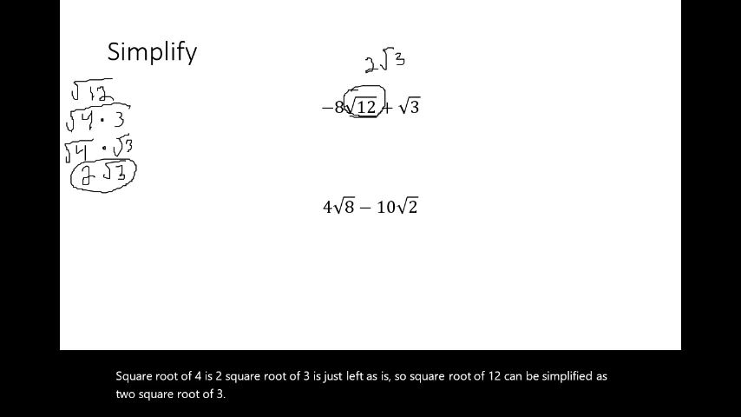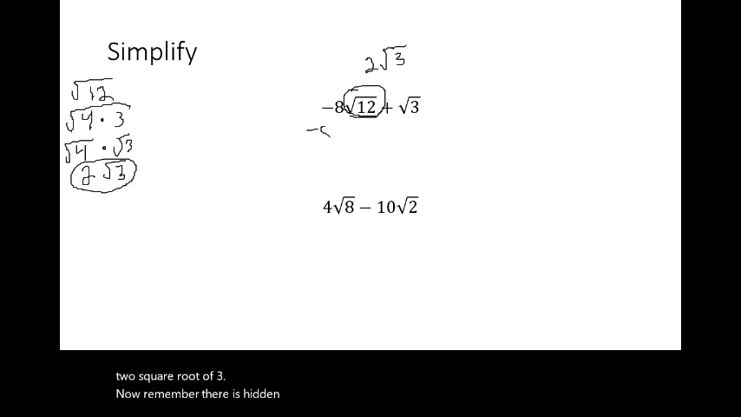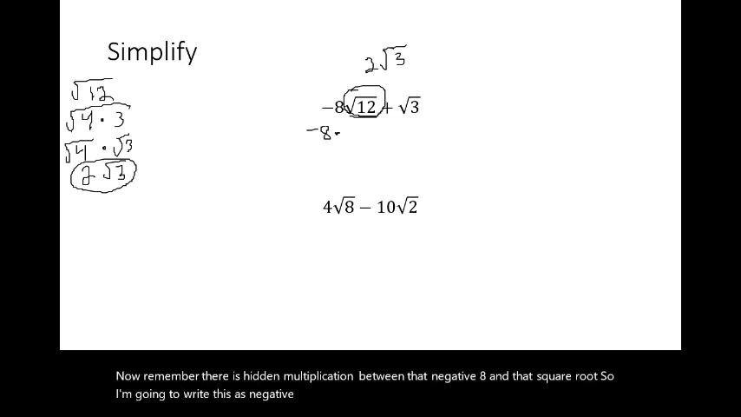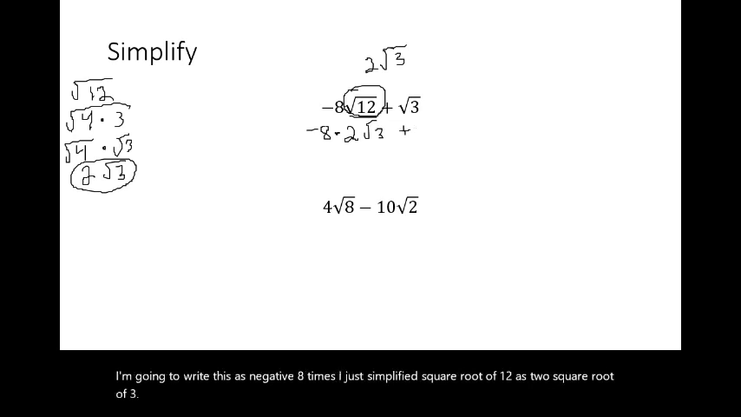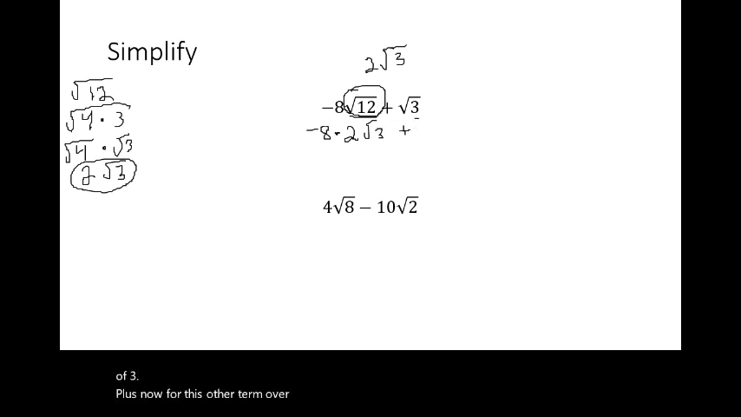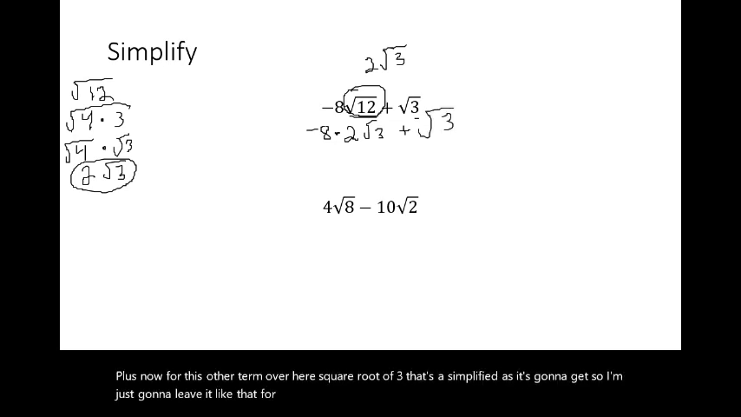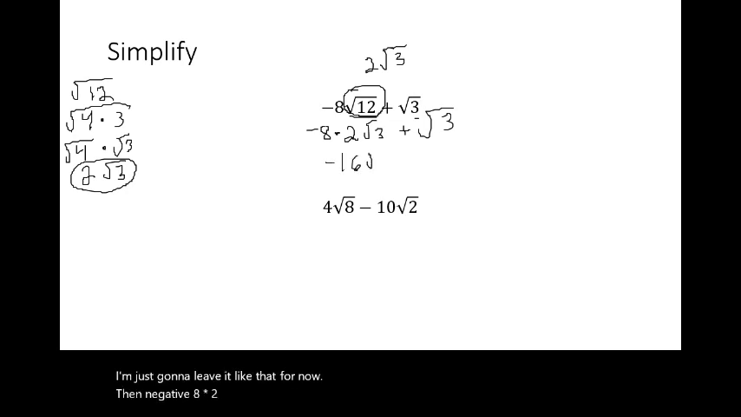Now remember, there is hidden multiplication between that negative 8 and that square root. So I'm going to write this as negative 8 times, I just simplified square root of 12 as 2 square root of 3. Plus, now for this other term over here, square root of 3, that's as simplified as it's going to get, so I'm just going to leave it like that for now. Then negative 8 times 2 is negative 16 square root of 3. Plus, there's technically a 1 here, square root of 3. Now take a look at these two radicals.